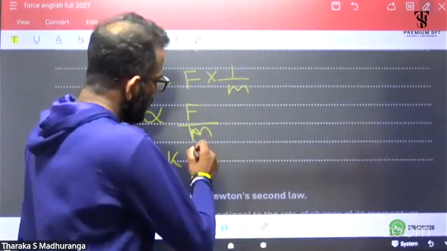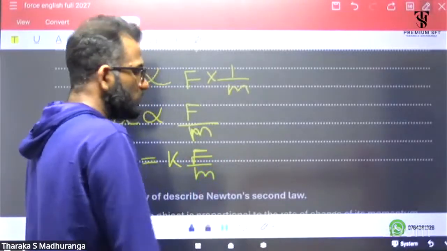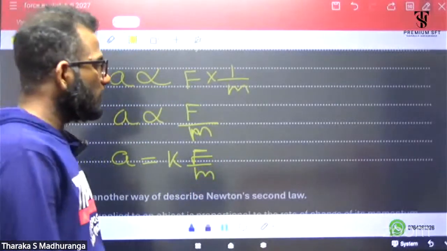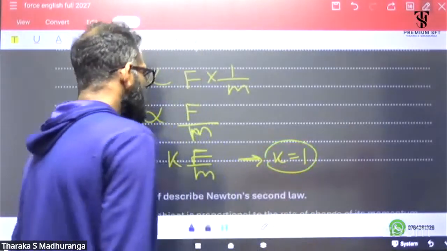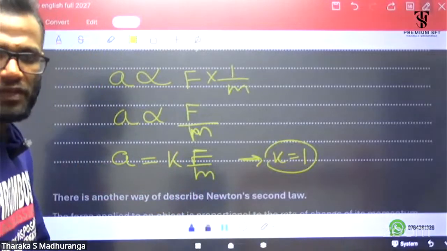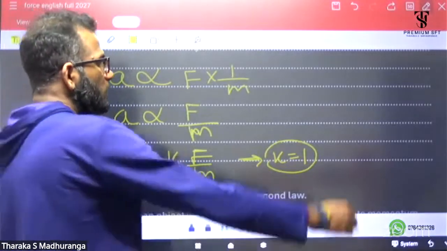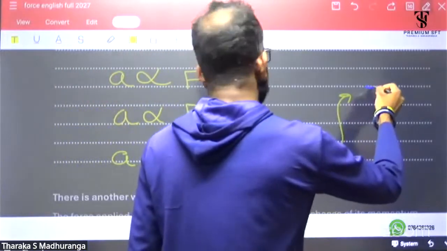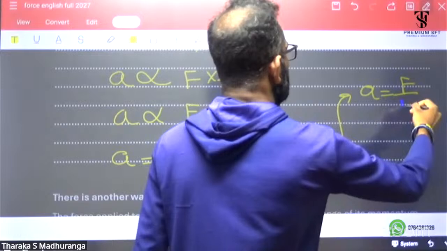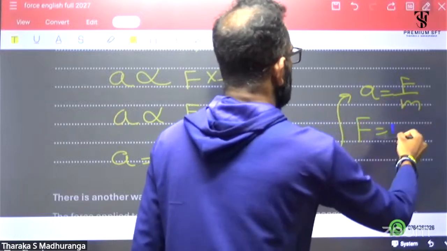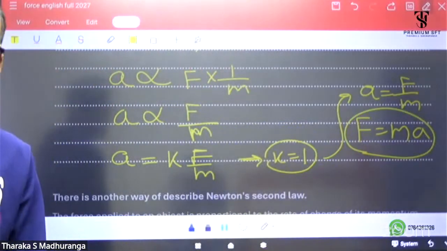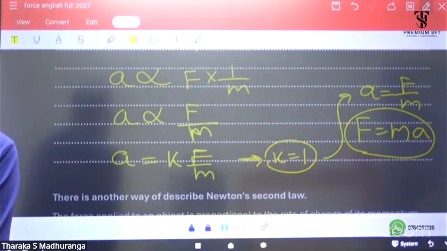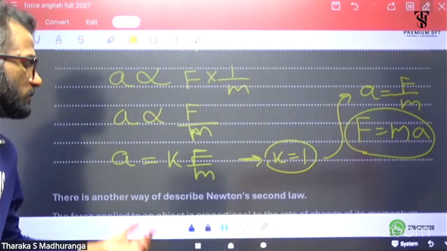Remember, a equals K F over M. I told you, experimentally this K value has been found to be 1. Then by cross multiplication, we can get F equal to MA, which is our basic equation of Newton's second law. That's Newton's second law. Okay.